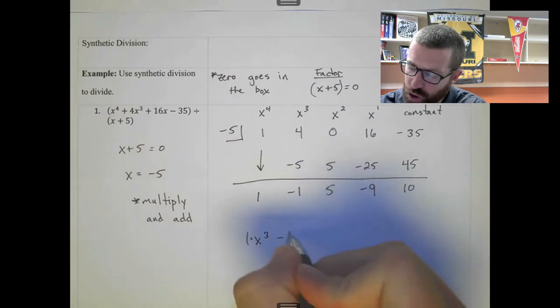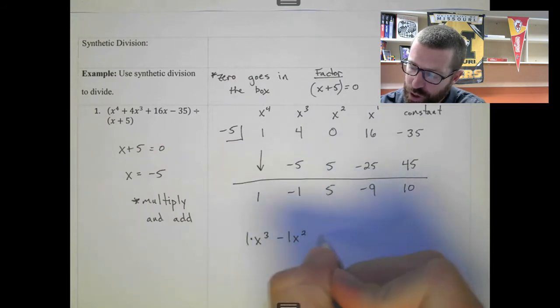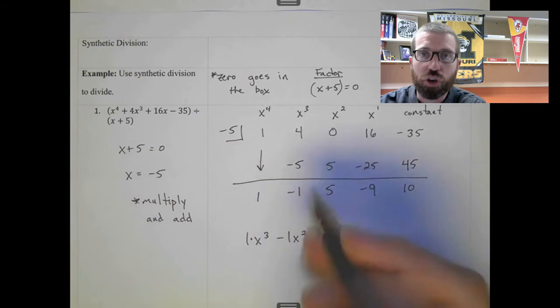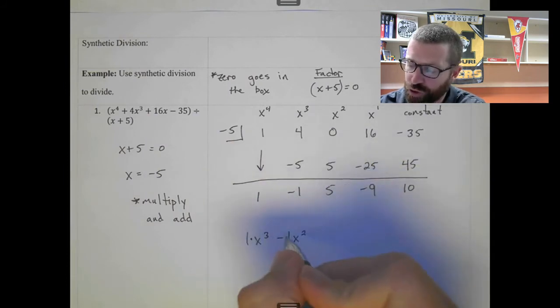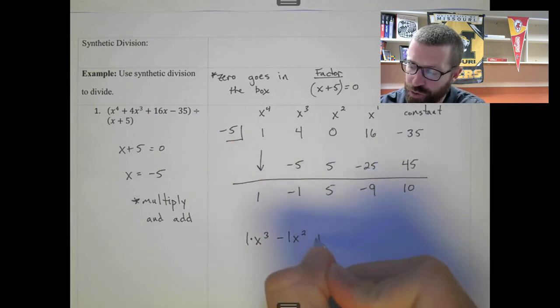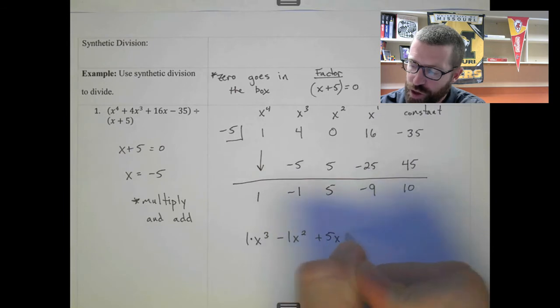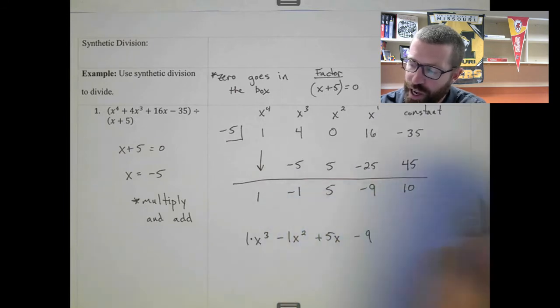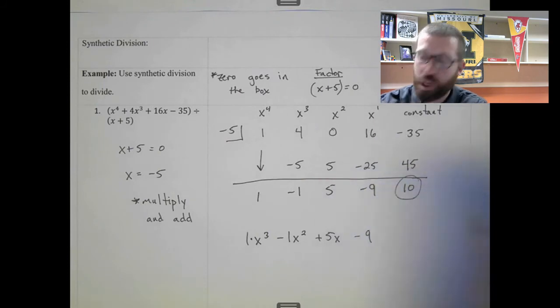This is -1x squared. So notice that the exponents are all going down by 1. And then once you get the first one, just count down, right? So now it's plus 5x to the first, and then -9. And this is your remainder right here. So the remainder tells us a lot. We'll talk about that in a second.